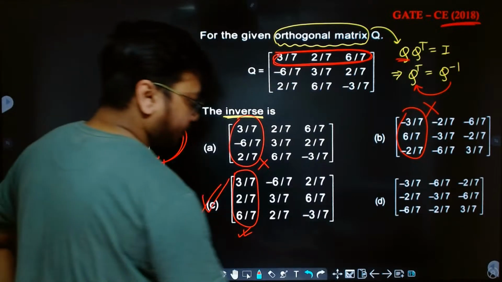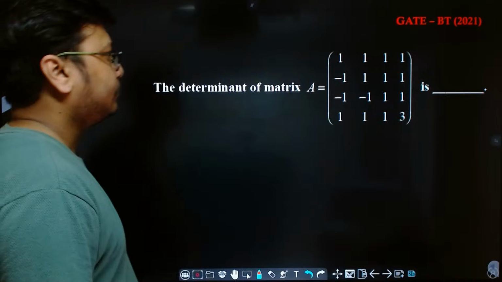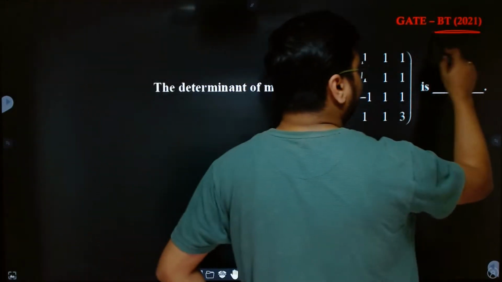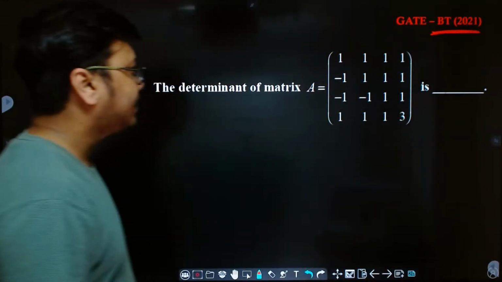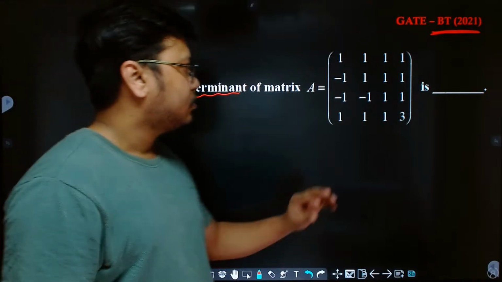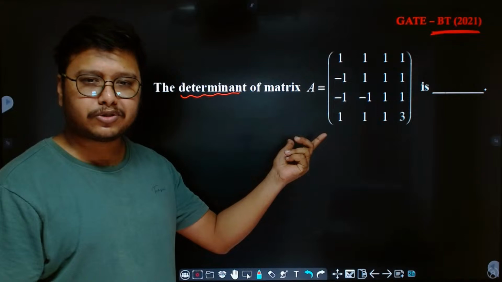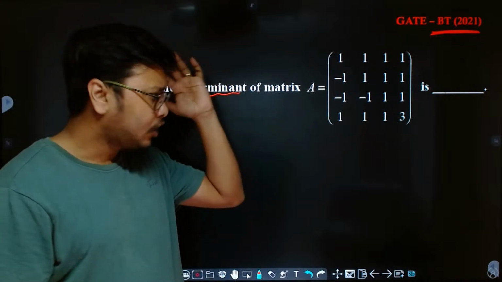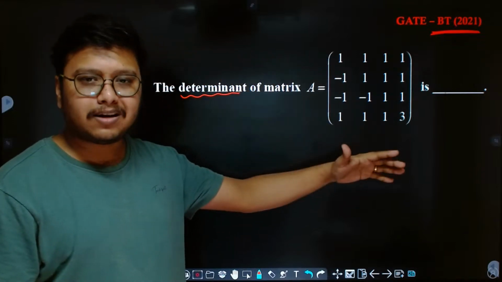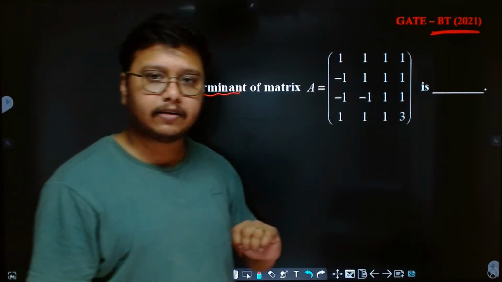Moving on. Achha. 2021 BT. Determinant of the matrix. You have to find out the determinant of the matrix. So here there is no such shortcut to use. Directly you have to find the determinant. But again, don't start expanding one by one. Let's try to make as many zeros as possible. Then we will find the determinant.